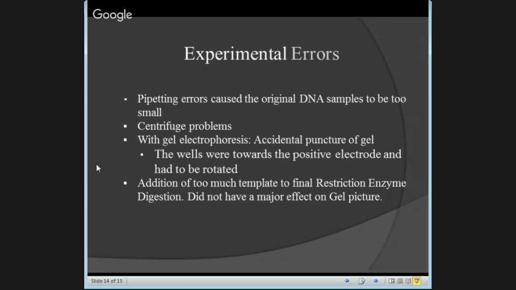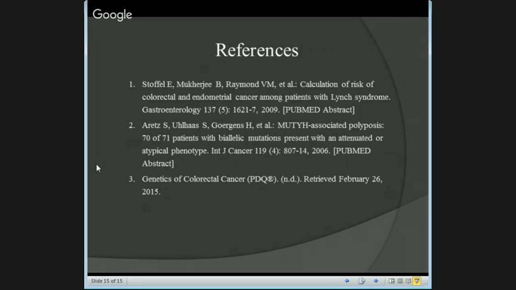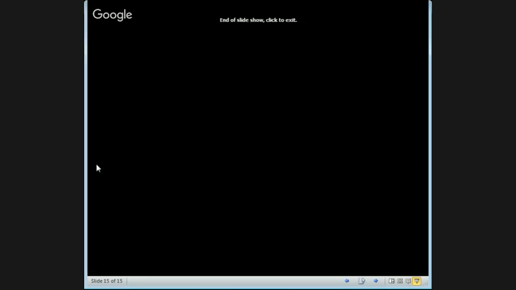Centrifuge problems, and with the gel electrophoresis, an external puncture of the gel, the wells were towards the positive electrode and had to be rotated. Additionally, too much tampering with the final restriction enzyme digestion. It did not have a major effect on the gel picture. These are references that we used for proper research on the project before, and that's it.